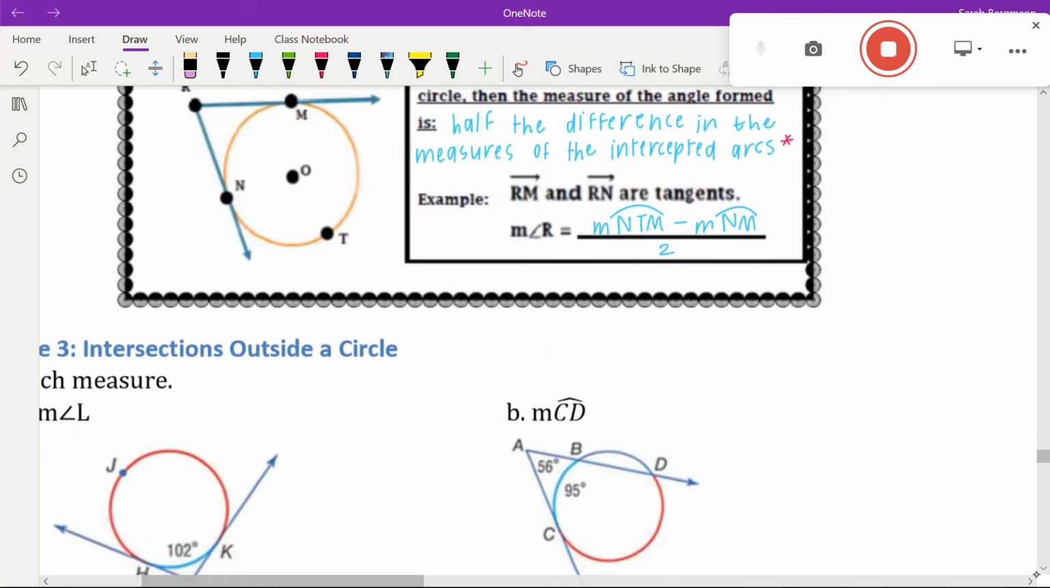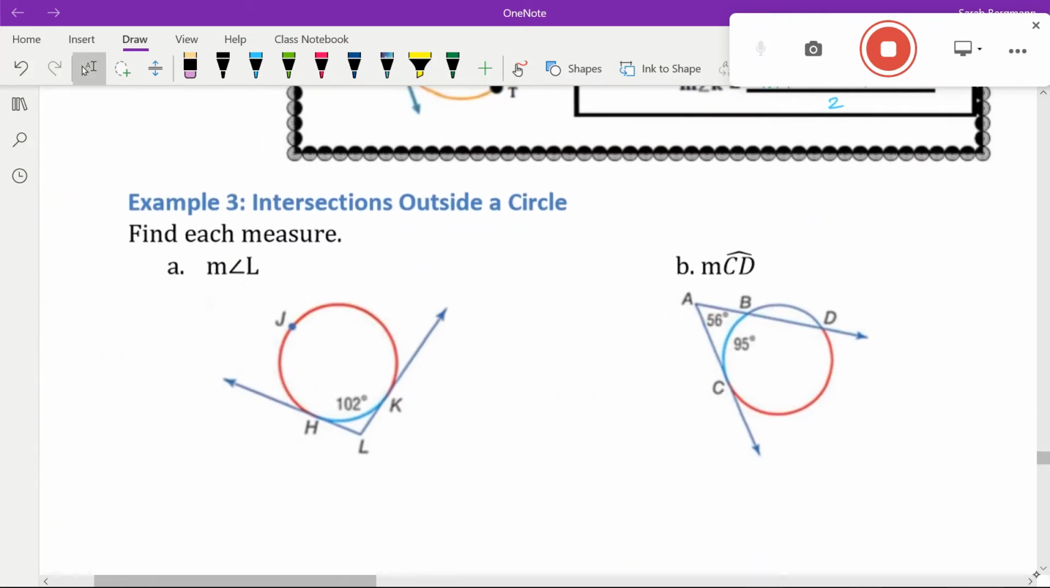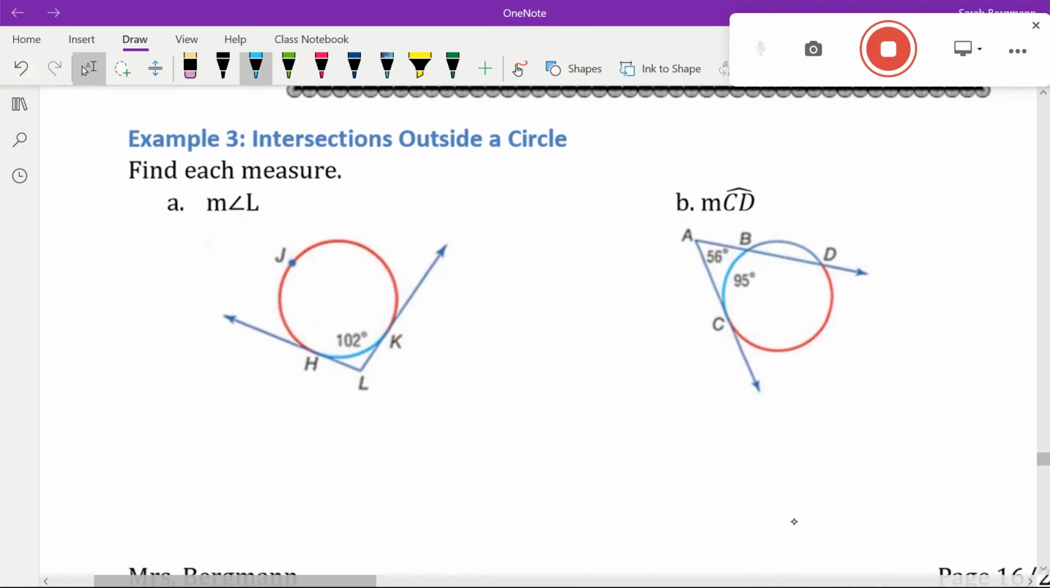Let's try this out in an actual problem. Example 3, intersections outside of a circle, find each measure. This one we want to find the measure of angle L. So that's this angle here. I'll use green. So this angle here is angle L. Notice we have two tangent lines intersecting outside of a circle.